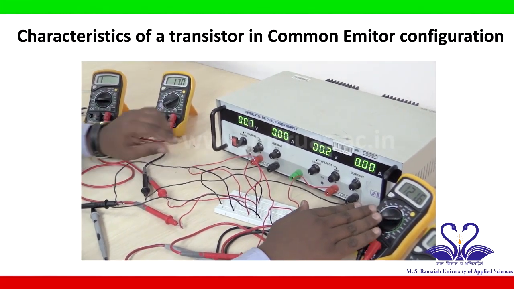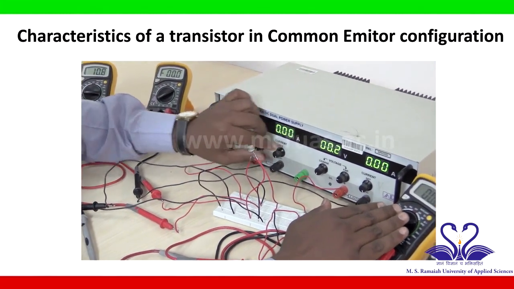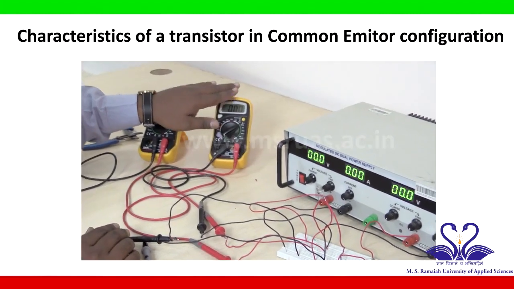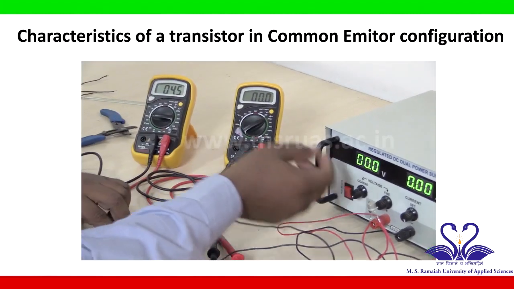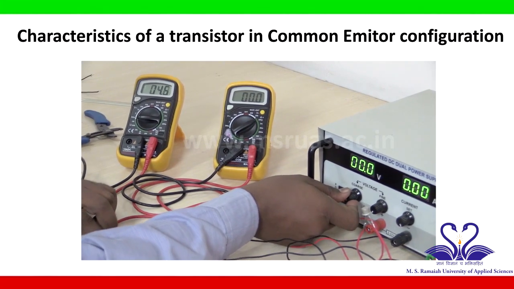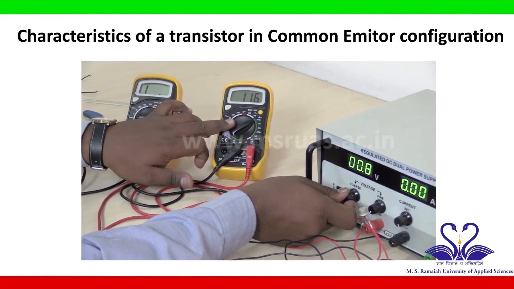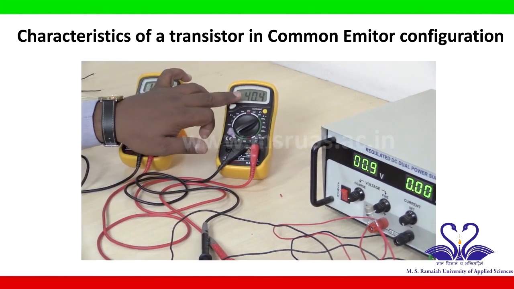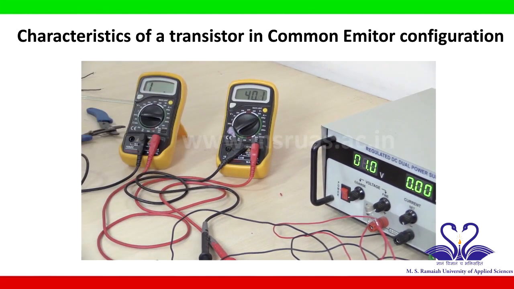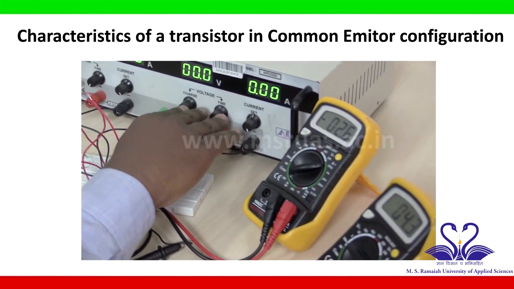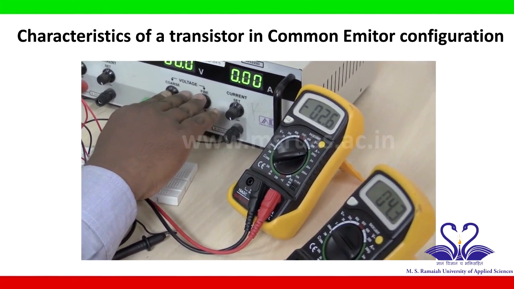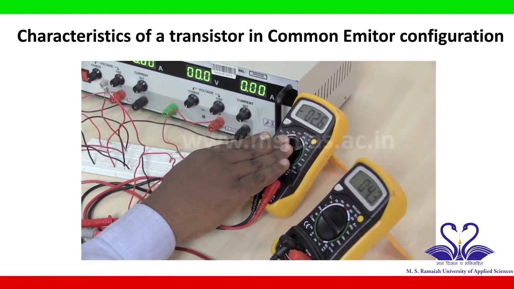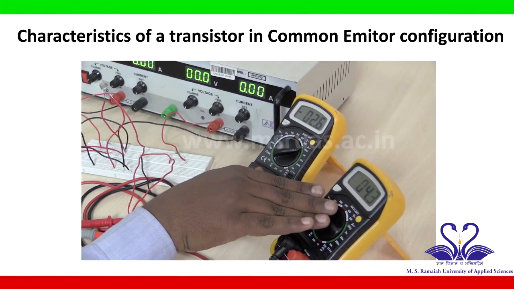To do that, first make both voltage source values 0 volt, then again you set this IB value as 40 microamps. So using this voltage source, make this IB as 40 microamps. So now I have set the input current, which is IB, as 40 microamps. Now again I will vary this VCC in terms of 0.1 volt from 0 to 1 volt, and I will note down the corresponding current IC and VCE in a tabular column.